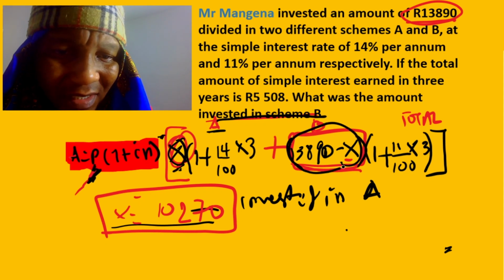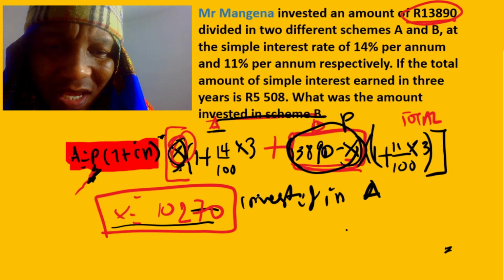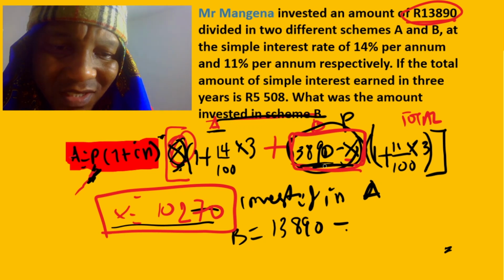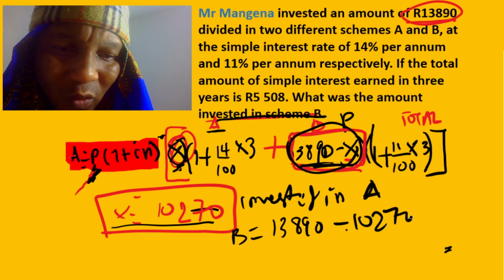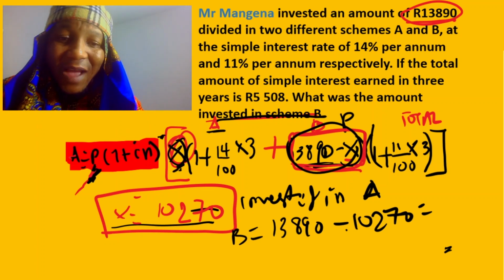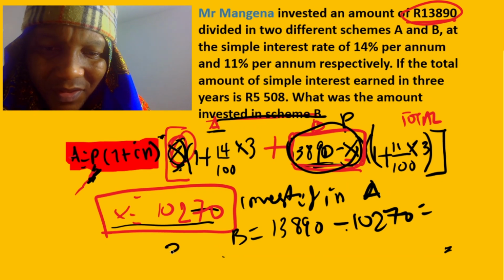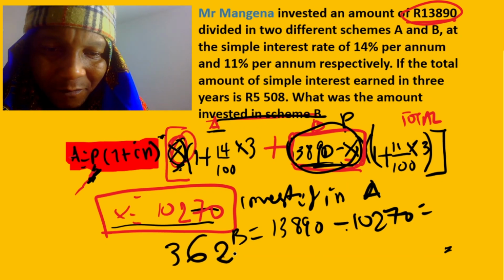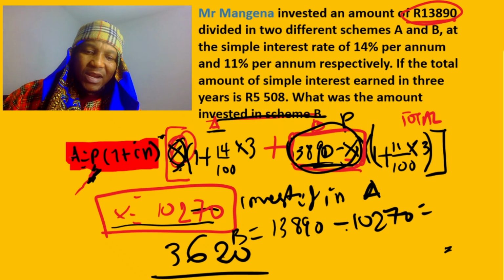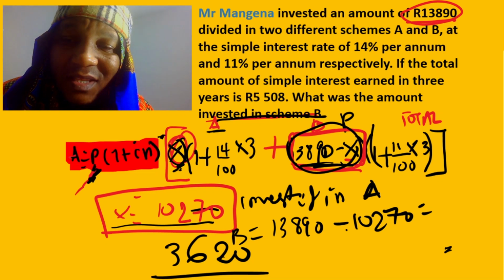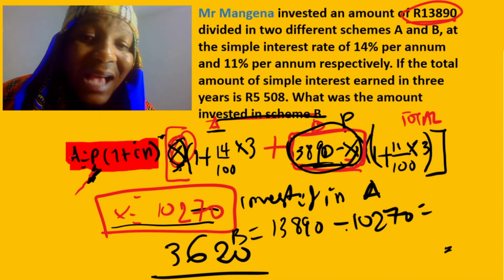Scheme B is a principal, which is this one here. P represents the principal in the bracket. So the amount invested in B is going to be equal to 13890 minus x. What is x? x equals 10270. And then when you do that, finally, the final answer is going to be 3620. So 3620 is the amount which was invested in B. See what I'm saying? That's the final answer.